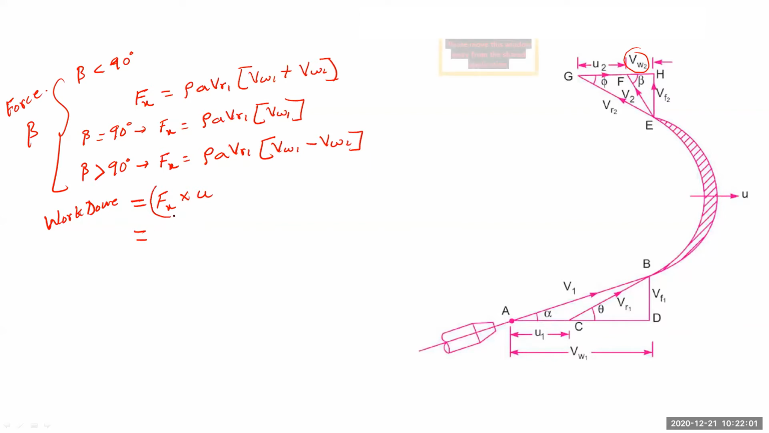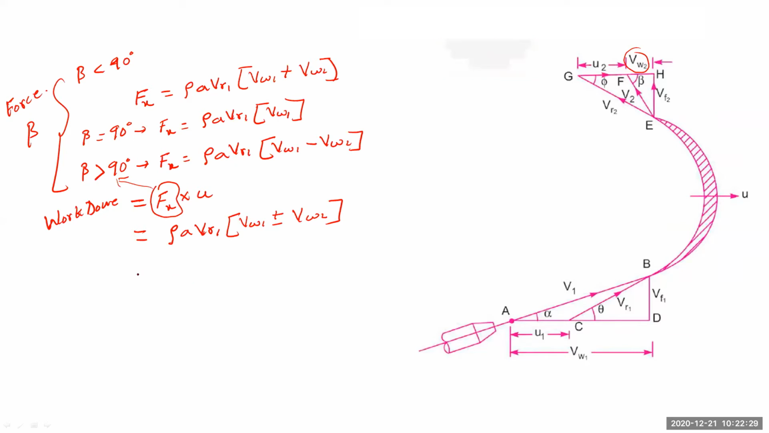Here, generalize this Fx term. Generalizing this Fx term means considering all the beta conditions. So for that I can write rho into A into VR1 inside bracket, VW1 plus or minus, generalizing, VW2. So this is the work done term.